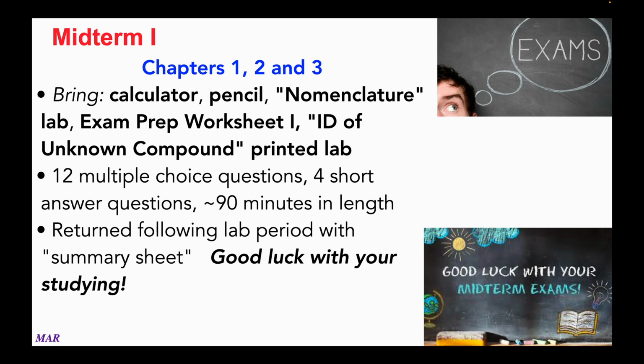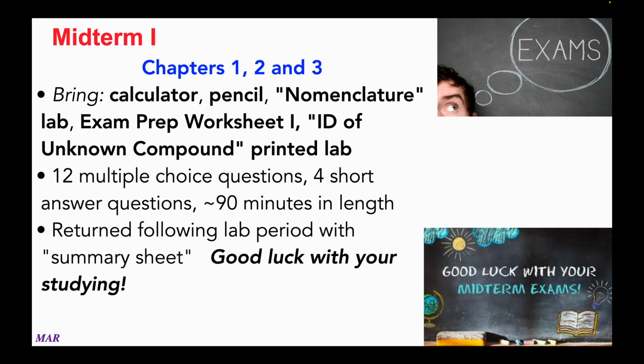Now, the midterm itself should have, at least at the time of me making this video, 12 multiple choice questions, 4 short answer questions, and it should be about 90 minutes in length. The exam is closed notes, so you won't have notes or the book or anything like that next to you. You will be able to use a periodic table, which I will provide for you, and it should be pretty chill.